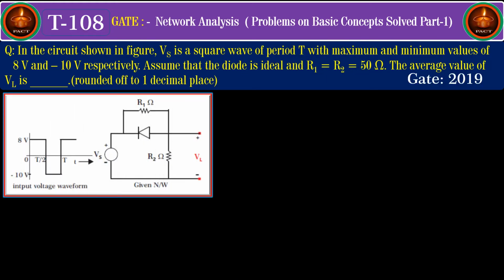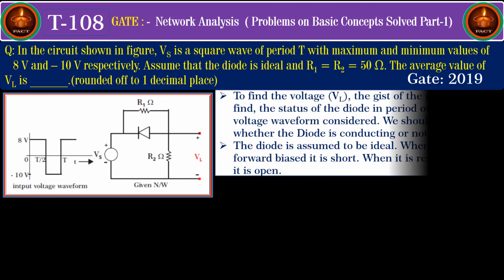Friends, next we shall solve the question from GATE 2019. In this question, it states that in the circuit shown in the figure, Vs is a square wave of period T with maximum and minimum values of 8 volts and minus 10 volts respectively. Assuming the diode is ideal and R1 is equal to R2 is equal to 50 ohm, we are required to find the average value of the output voltage VL in the circuit shown in the figure.